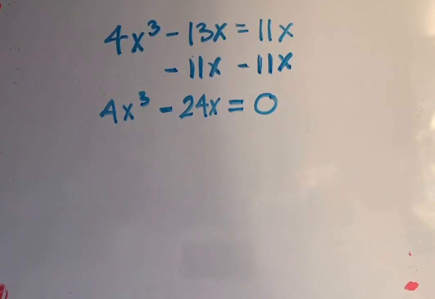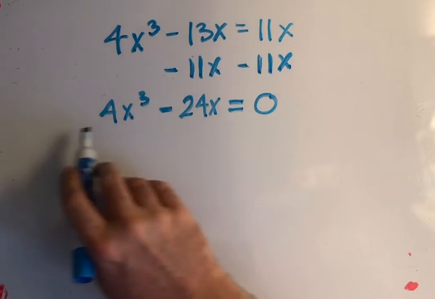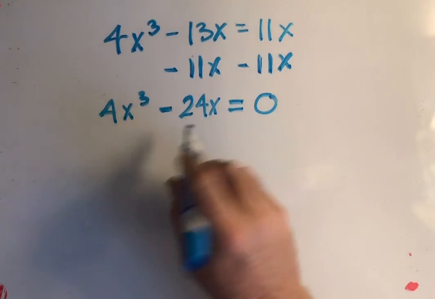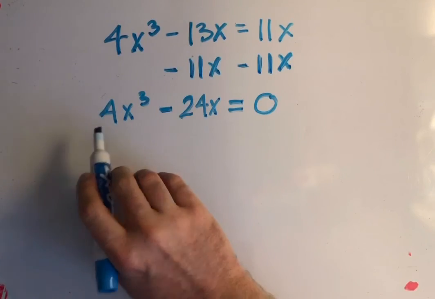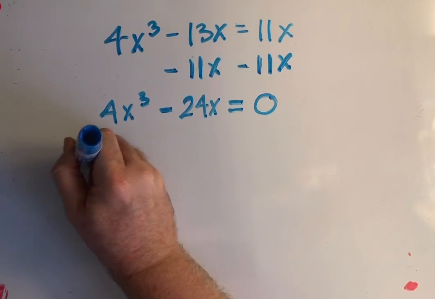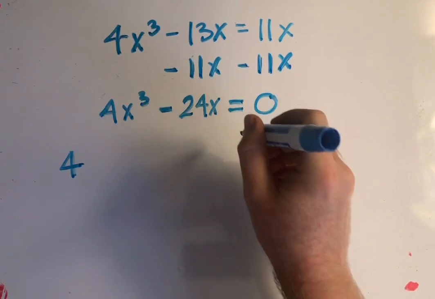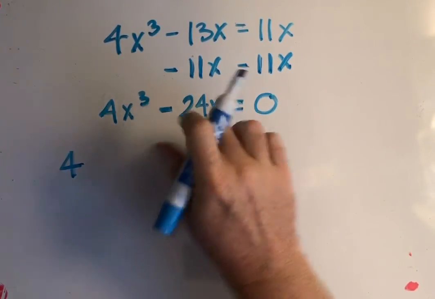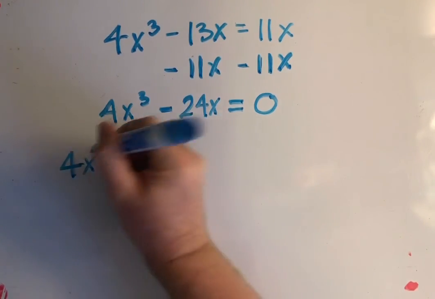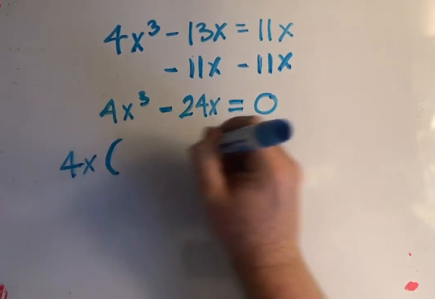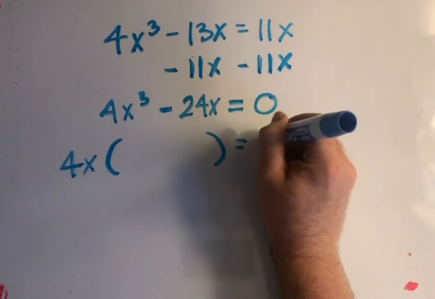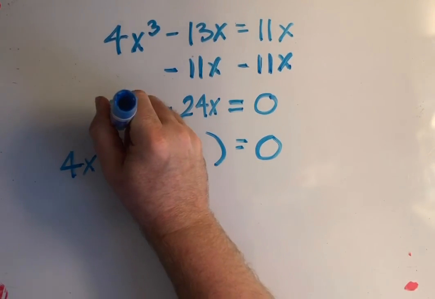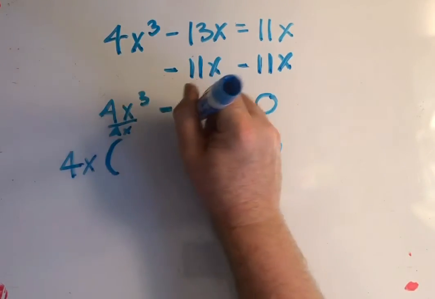Next thing I do is ask, what can I factor out of both of these? And I can divide them both by 4x, because I can divide 24 by 4 and 4 by 4. And there are x's in each one. The lowest power of x is 1. So I can make it 4x is what I'm going to factor out. Try to keep your equal signs lined up. I'm a big fan of that. And then I'm going to divide both sides by 4x.